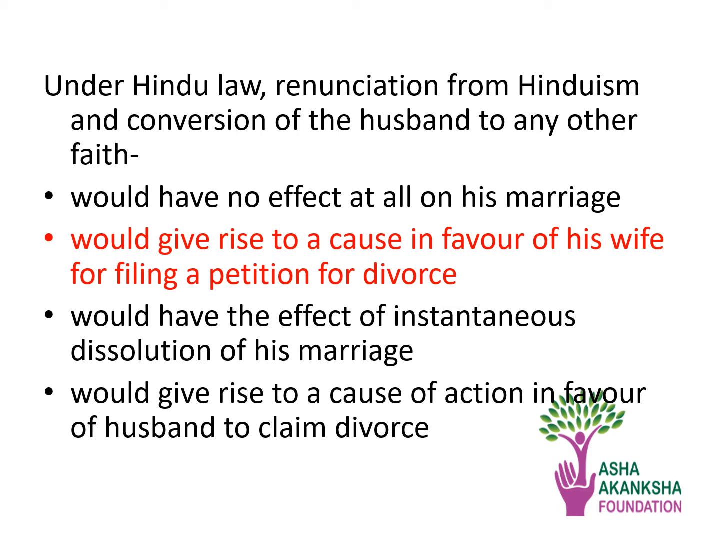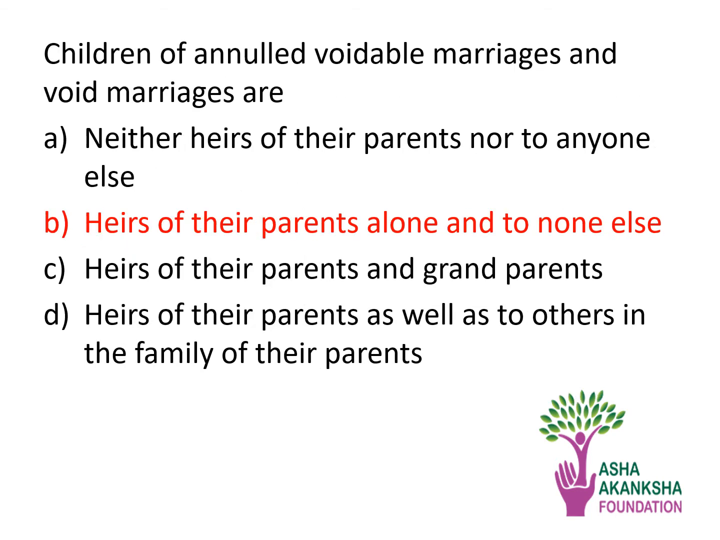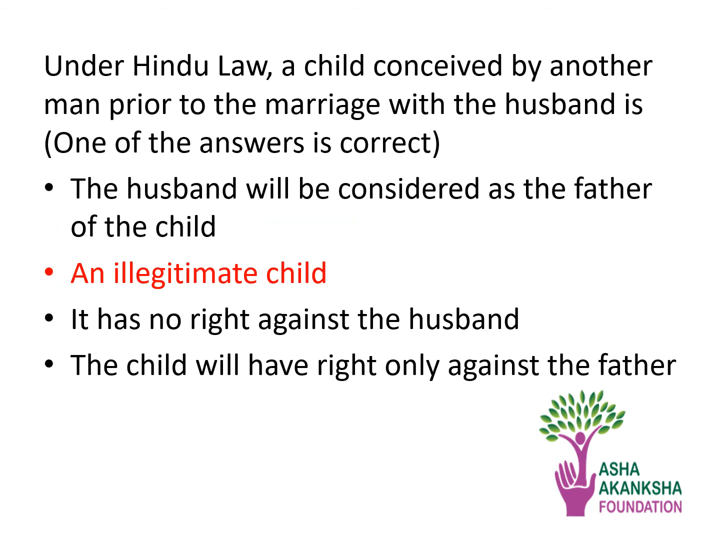Next question, under Hindu law, renunciation from Hinduism and conversion of the husband to any other faith would have no effect at all on his marriage. The next option would give rise to a cause in favor of his wife of filing a petition for divorce. So this is the correct answer, that is option B. Next question, children of annulled voidable marriage and void marriages are, the correct answer is heirs of their parents alone and no one else.